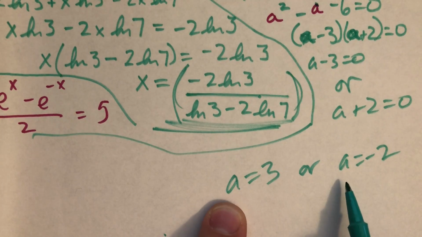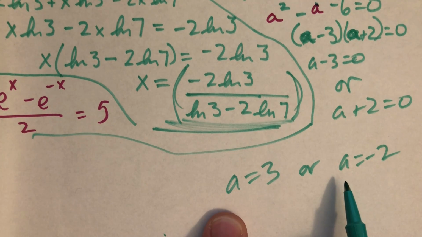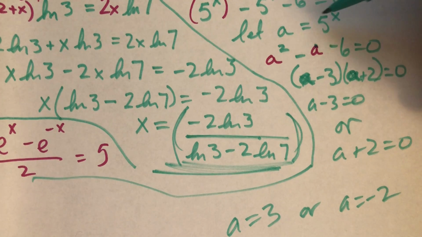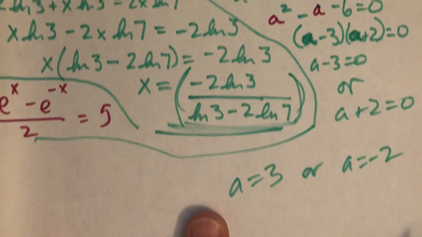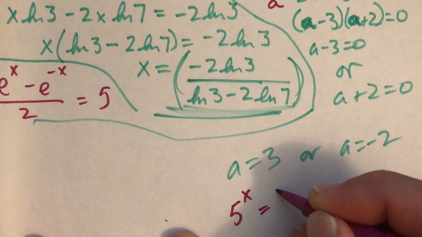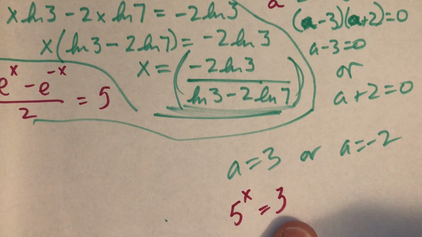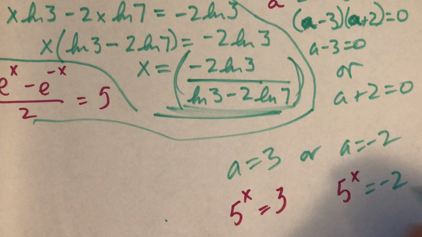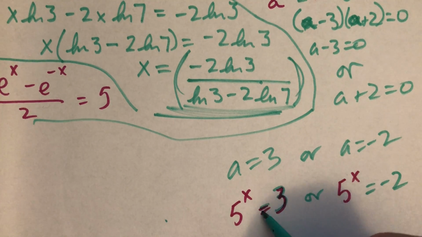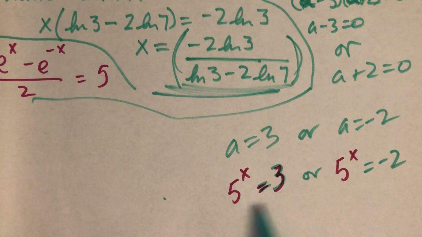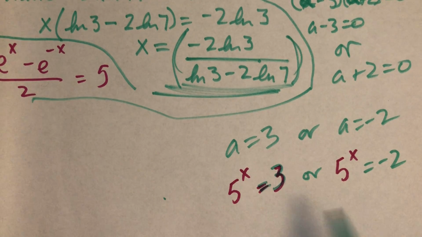But we got to remind ourselves we weren't looking for a, we were looking for x, right? So going back to what we did for our substitution, we just put an a in place of 5 to the x. So we're going to go ahead and substitute that back. So I got 5 to the x equals 3, or 5 to the x equals -2. Okay, so either 5 to the x is 3, or 5 to the x is negative 2.